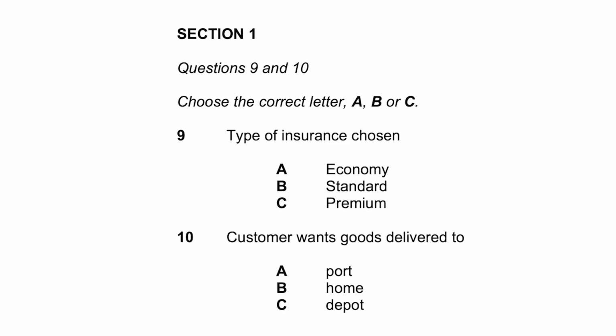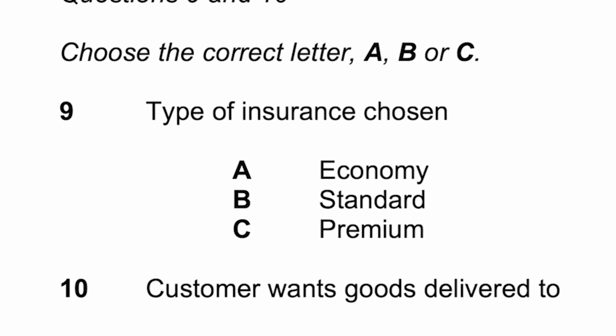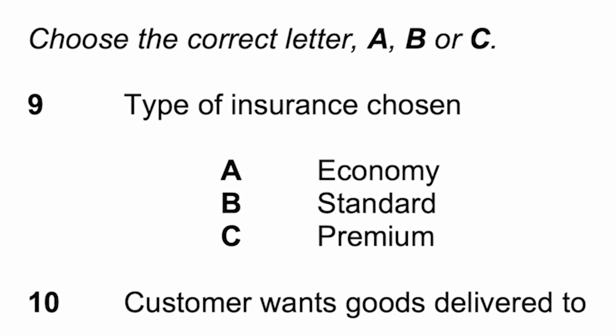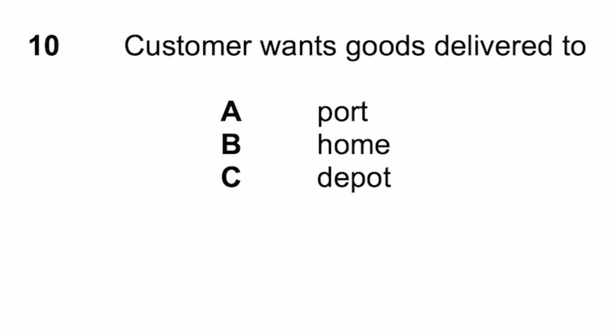Look at the options in example question 9. What comes to mind with economy and premium? Perhaps the speaker will talk about the cheapest insurance or the most expensive. Maybe the economy option doesn't cover as much as the other options. What about in question 10? What do you need to consider with port and home? The speaker might mention that they want it delivered to their address or where they live.